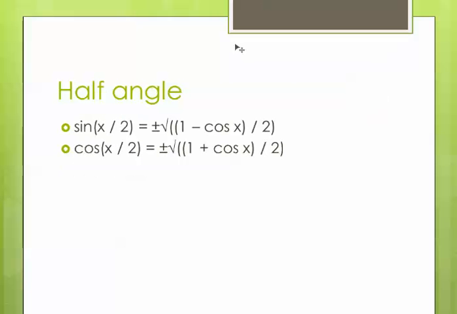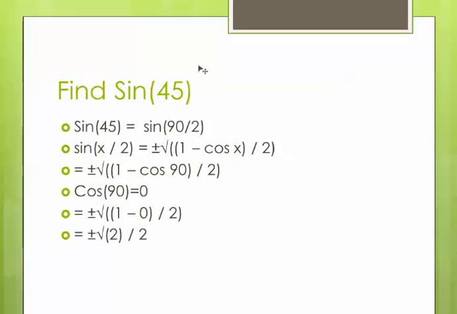Okay? How about the half angle ones? Well, these are the half angle formulas that they gave us. So I'm going to look at the sine of 45 degrees. Well, 45 degrees is half of 90. So if I were taking the sine of 90 degrees, that would be plus or minus the square root of 1 minus cosine x, which would be 90, divided by 2. Well, cosine of 90 is equal to 0, so that's 1 minus 0. That's 1 over 2. So that's the square root of 2 divided by 2.